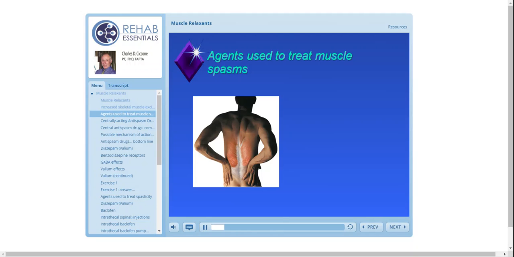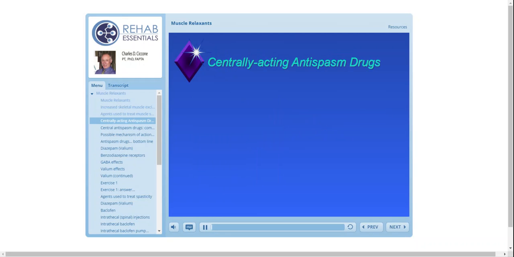So first we're going to focus on the muscle spasm drugs. And we'll start by talking about a pretty diverse or eclectic group of drugs that, for lack of a better term, we'll call centrally acting antispasm drugs, because as you'll see, they tend to work in the central nervous system. Then talk about a specific drug known as Valium, a very well-known drug, often used for many different situations. But first, the centrally acting antispasm drugs.